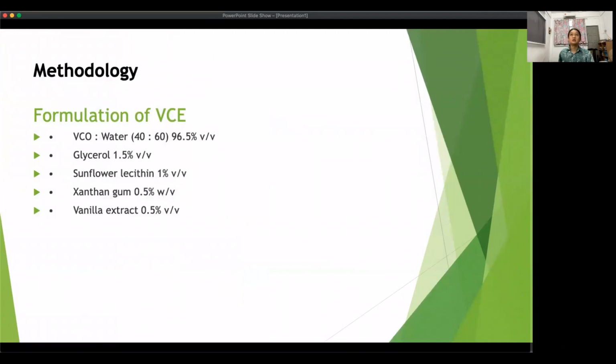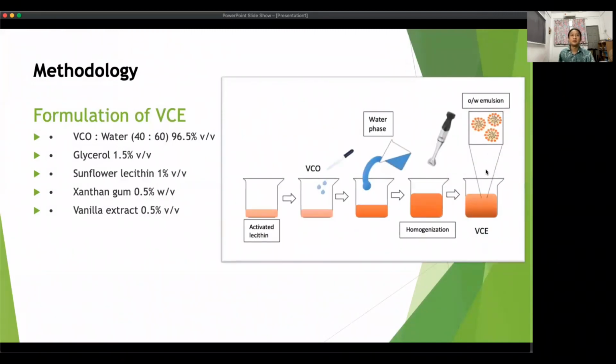So in the methodology, this is my formulation of my VCE. First is to activate the lecithin with water and mix it for about 10 to 15 minutes. When it is activated, add the pre-measured amount of VCO droplet by droplet. Then add the water phase, which consists of water, xanthan gum, and glycerol, and then homogenize the mixture for about 1.5 minutes, and I will obtain the VCE, which is an oil and water emulsion.